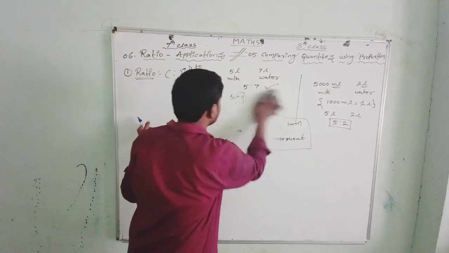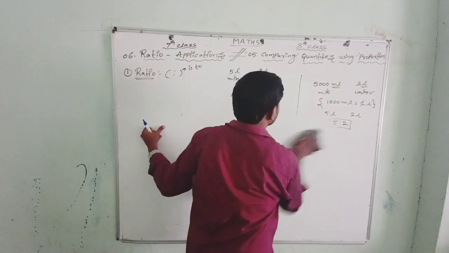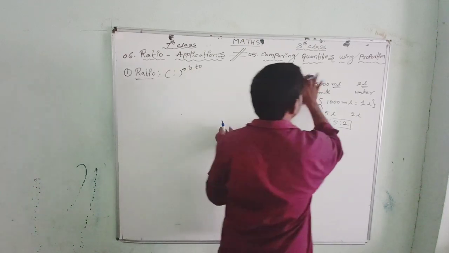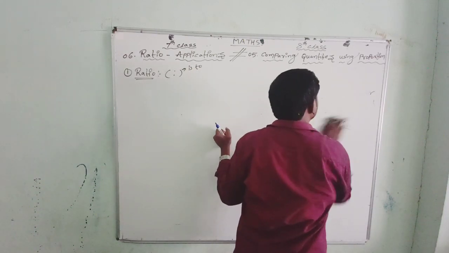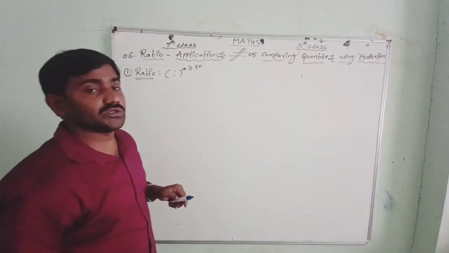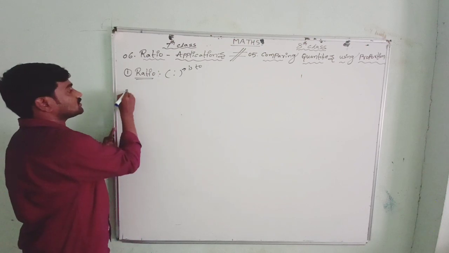After the ratio, we have to discuss proportions. We should know the meaning of proportions. Simply, equality of two ratios is known as a proportion.